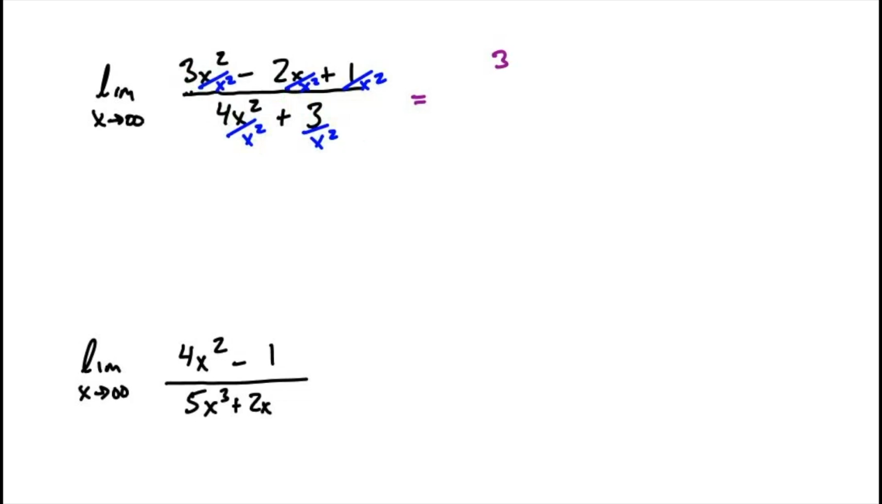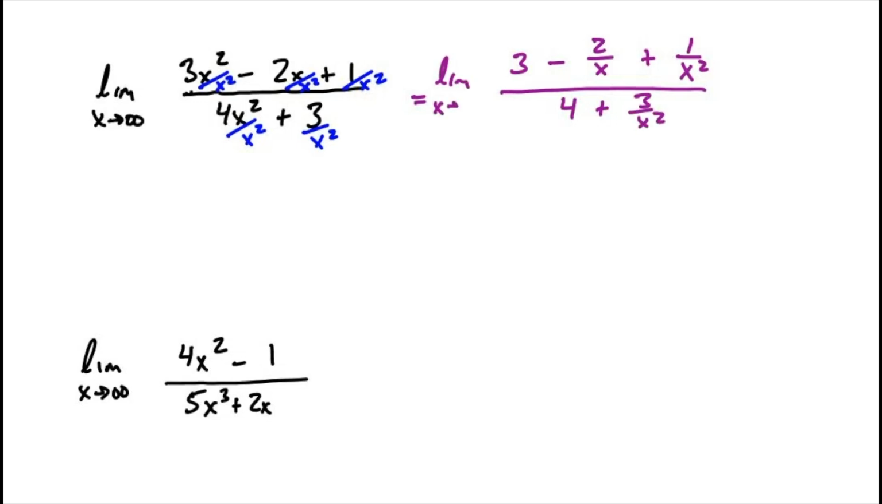The first term, the x squareds will cancel out. We'll just get a 3. Our next term, one of the x's will cancel. We'll have minus 2 over x. Our next term will just be 1 over x squared, all divided by, first term in the denominator, the x squareds will cancel out, leaving us with just a 4, and then plus 3 over x squared. Don't forget that we're still taking the limit as x approaches infinity, but now here's where we get to implement that fact from before.